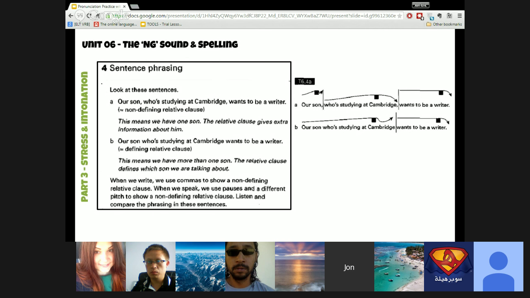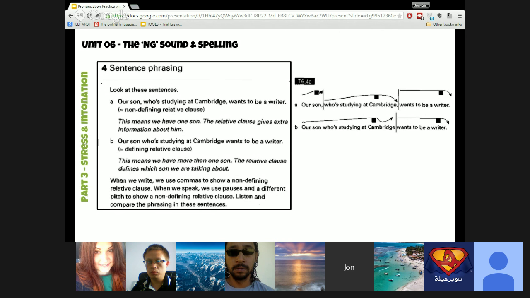Okay, so Natasha, can you read our rule B for us? Okay, our son, who's studying at Cambridge, wants to be a writer. It's a defining relative clause. This means we have more than one son. The relative clause defines which son we are talking about. When we write, we use commas to show a non-defining relative clause. When we speak, we use pauses and a different pitch to show a non-defining relative clause. Listen and compare the phrasing in these sentences.